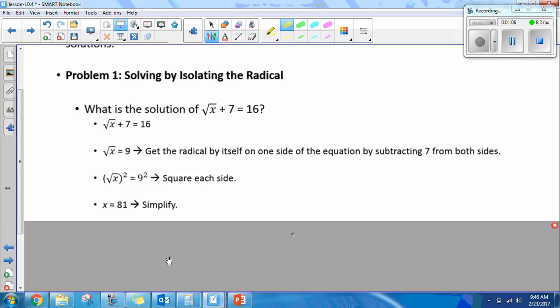Once you find your solution, always test to make sure that it works. So you're going to substitute that 81 back into the original equation, and the square root of 81 is 9. 9 plus 7 equals 16, and that works.